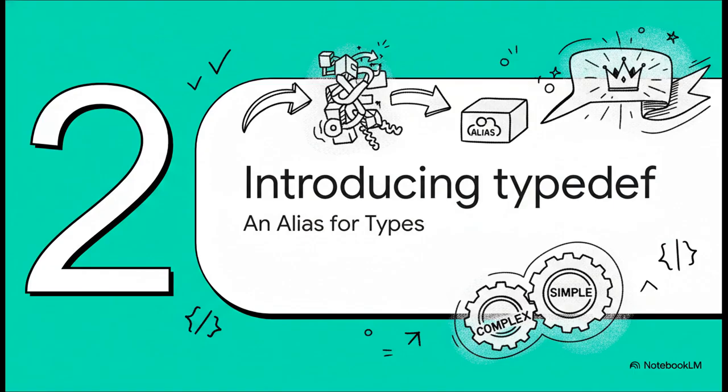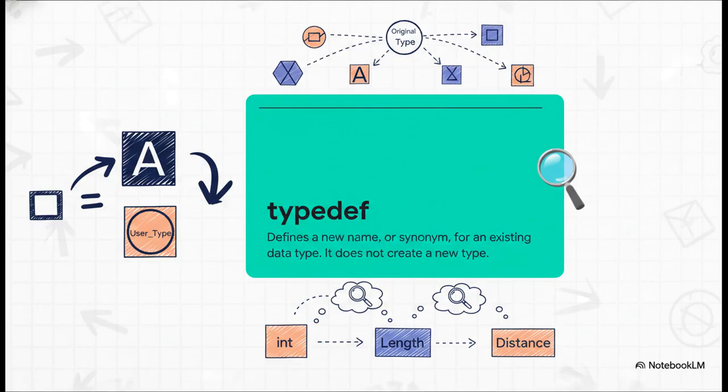The best way to think about it is as a tool for creating a nickname or an alias for those other, more complicated types. Now here's the absolute key thing to understand. Typedef is not creating a brand new data type. All it does is give an existing type a new name, a synonym. You're not inventing anything new, you're just putting a convenient, easy-to-remember label on something that's already there.